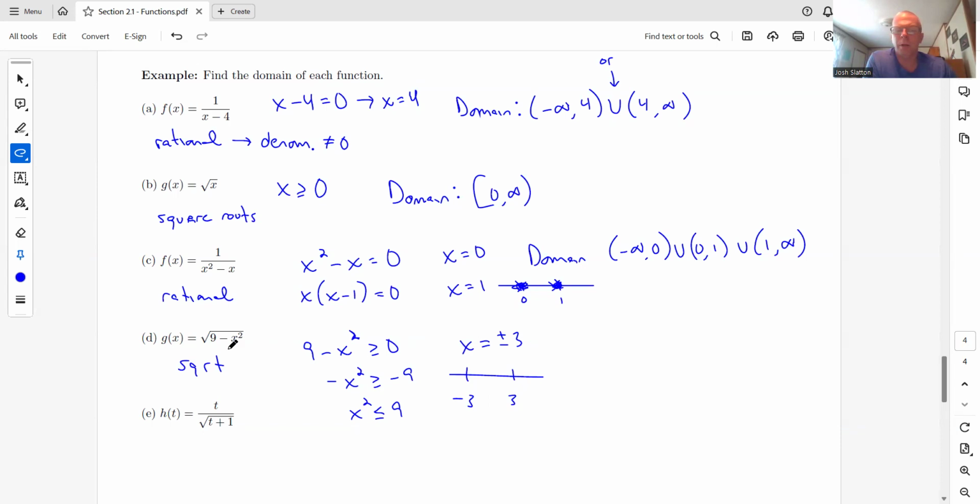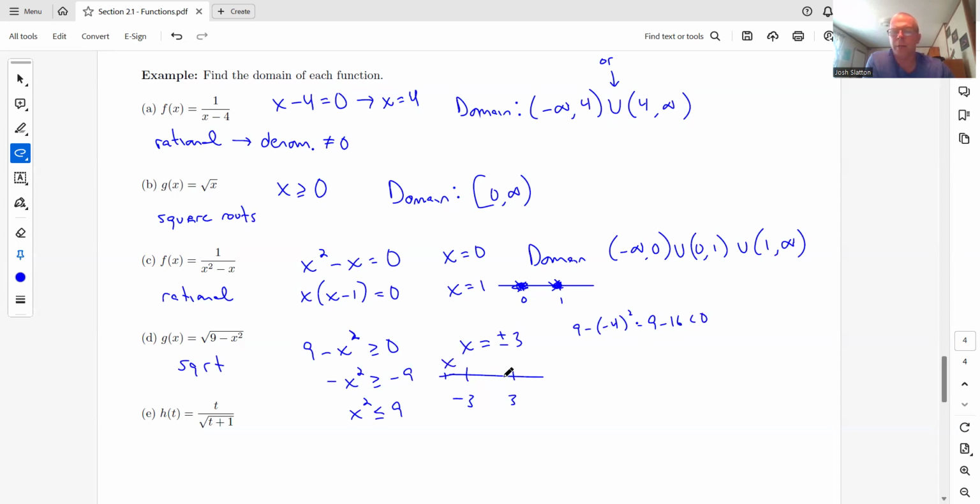Now, the square root has to be positive. So where would this be positive? You can try test points. Just pick a number that's less than -3. Like say -4. If you plug in -4, so 9 minus -4 squared, that would be 9 minus 16. That is less than 0. So we don't want any numbers over here. So those are no good.